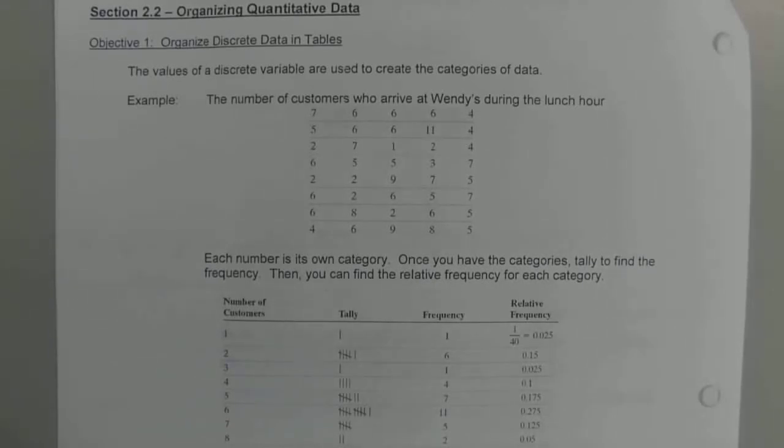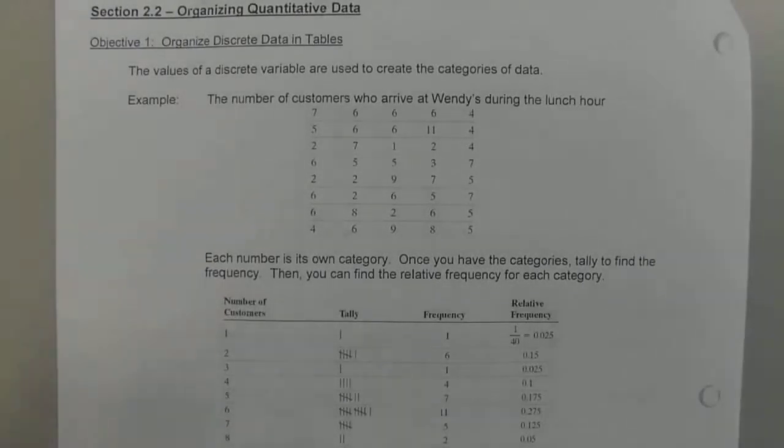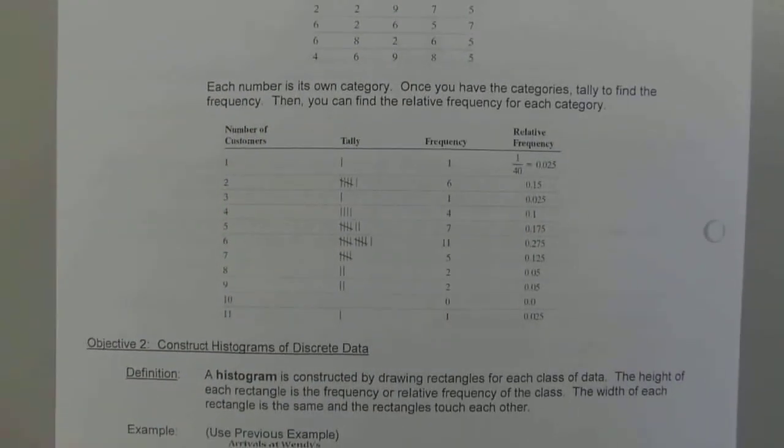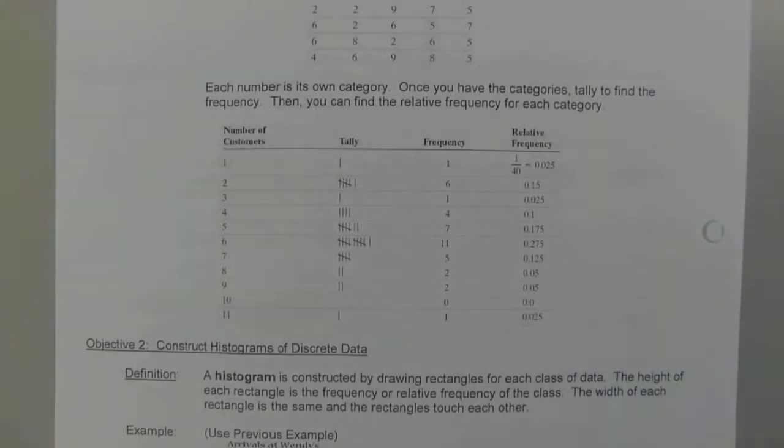So what they want you to do, do you guys agree that it doesn't range horribly? What's the lowest amount of customers that arrived? 1. What's the highest amount of customers that arrived? 11. So that's only a span of 10, right? So that's not hard to just chunk all the 1s together, all the 2s together, and so forth. And that's exactly what it did, and I just said, you guys can do this, so I'm not going to worry about us filling it out.